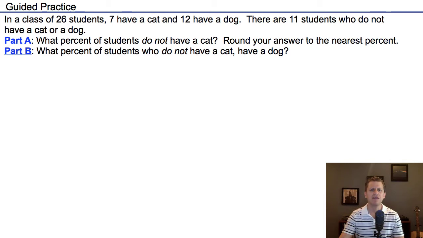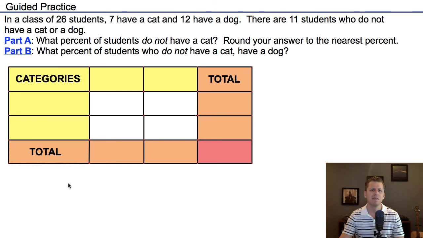Here they gave us a lot of information, but not a two-way table, so we'll just go ahead and build our own. When I build a two-way table, I typically build it like this. I leave space for my first category here and my second category here, space for the totals on the side like so. Now let's just read the question. It says, in a class of 26 students. Well, 26 is going to be the total number of students, so I'm going to put that down here in the corner. Then it says 7 have a cat and 12 have a dog.